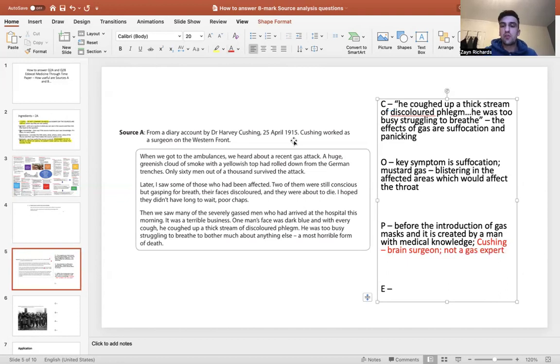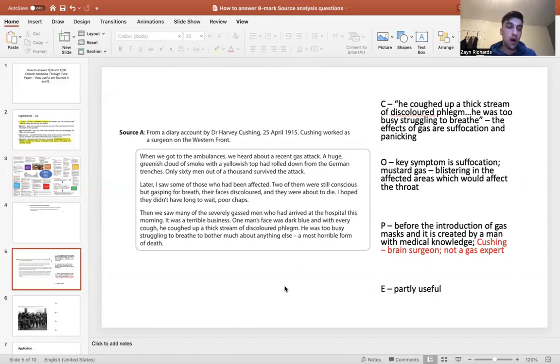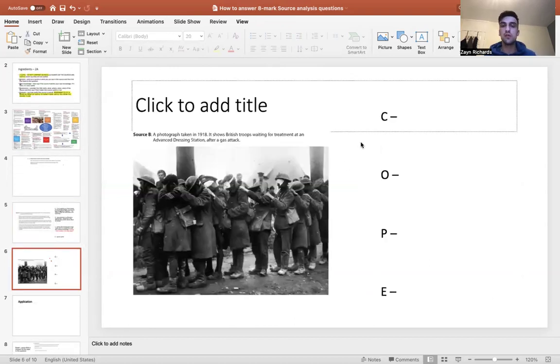Now, even if you didn't know that Cushing was a brain surgeon, the fact that it says Cushing worked as a surgeon means you could talk about it. So the fact that there is one part which is not fully useful means the source is going to be partly useful overall. Still, see how I'm saying it's partly useful. I'm not saying it's not useful.